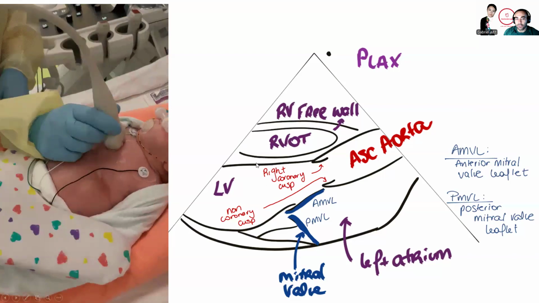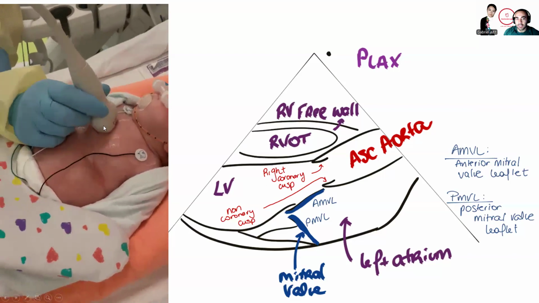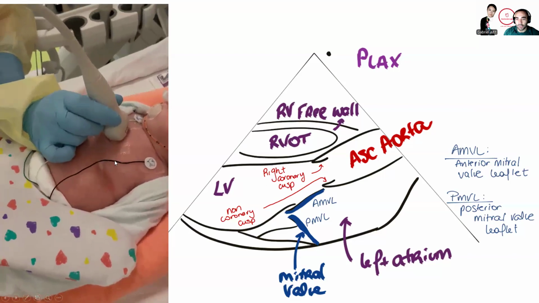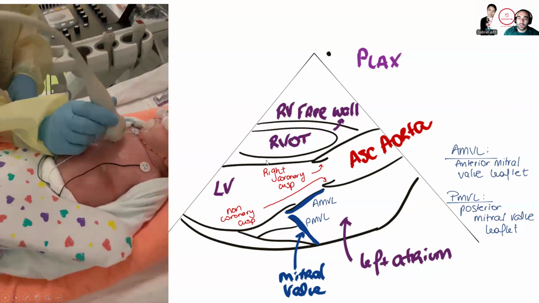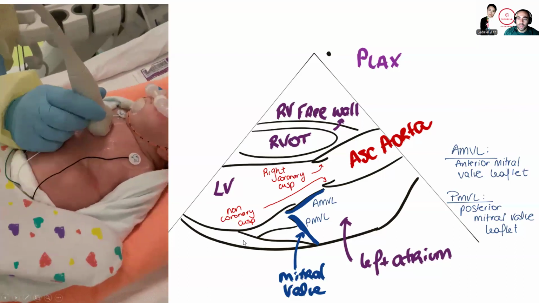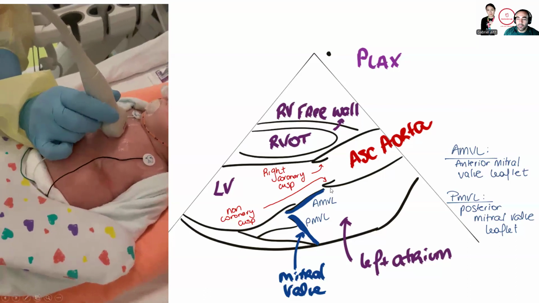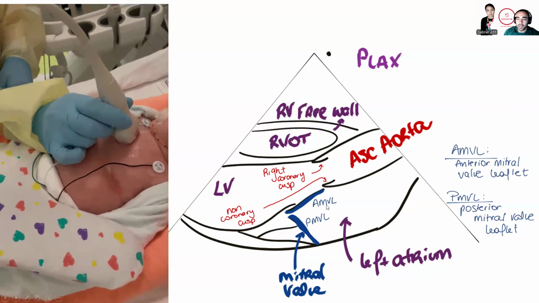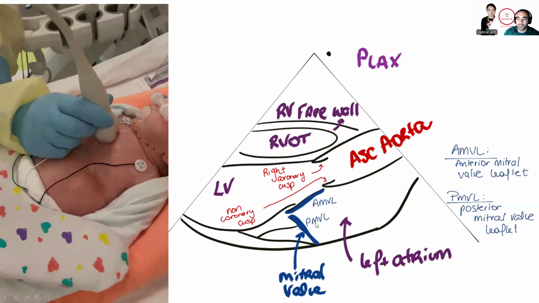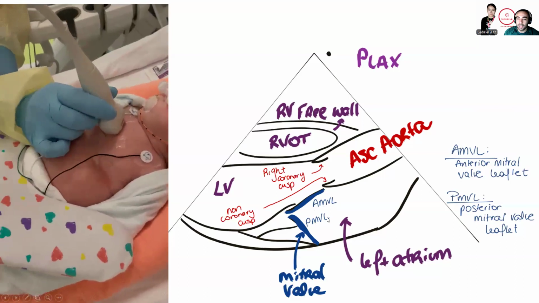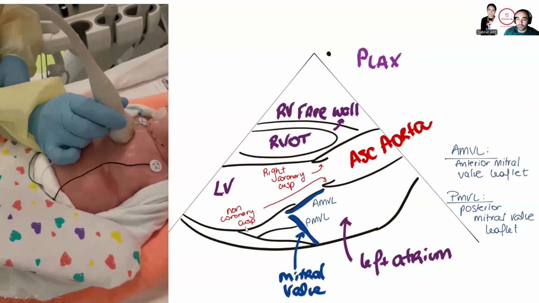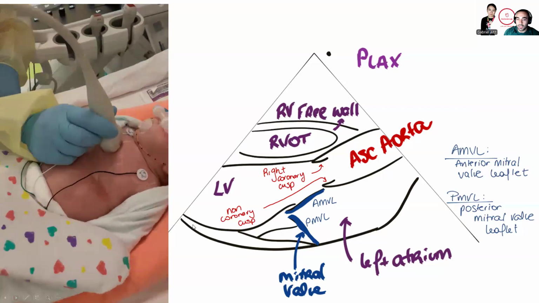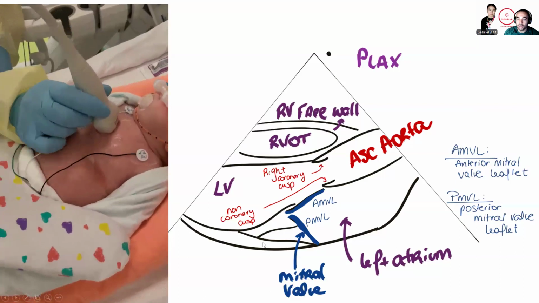Hence why the left ventricle is here, because this portion is kind of facing the left part of the patient. So we have the left ventricle. We have then the mitral valve with the anterior mitral valve leaflet and the posterior mitral valve leaflet. And then eventually you get the attachments towards the posterior wall of the left ventricle.